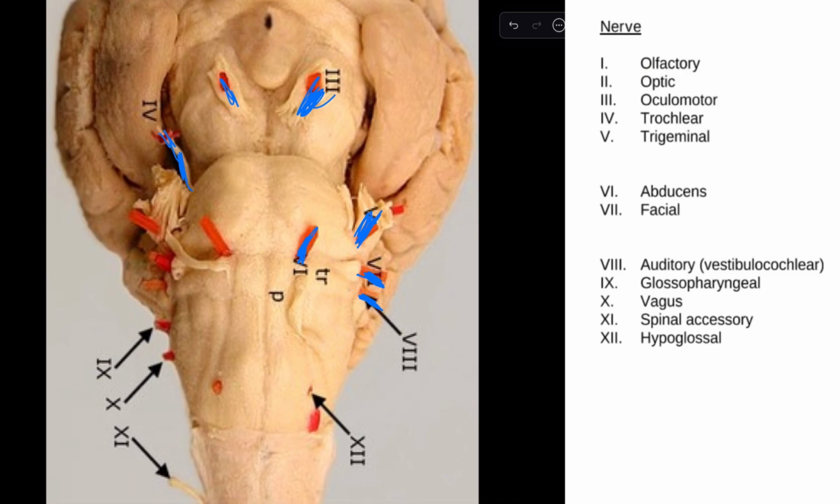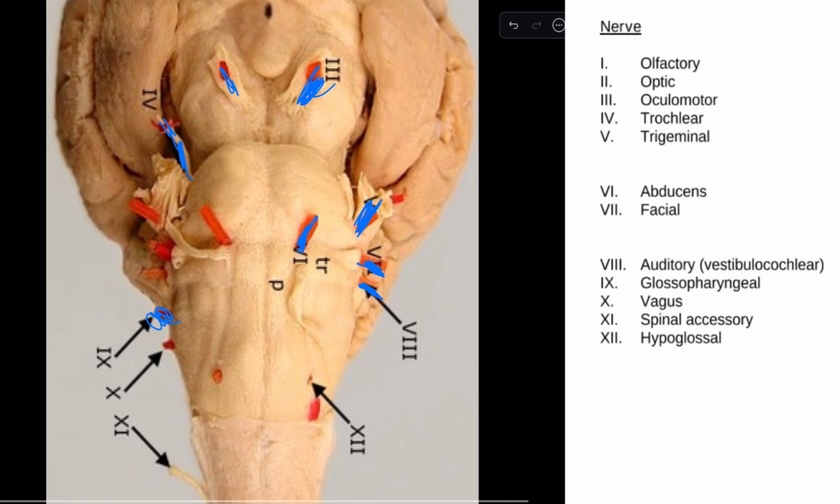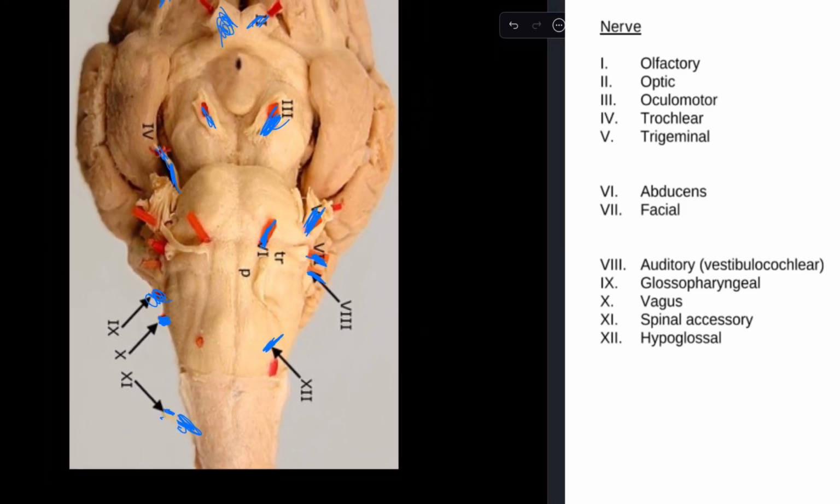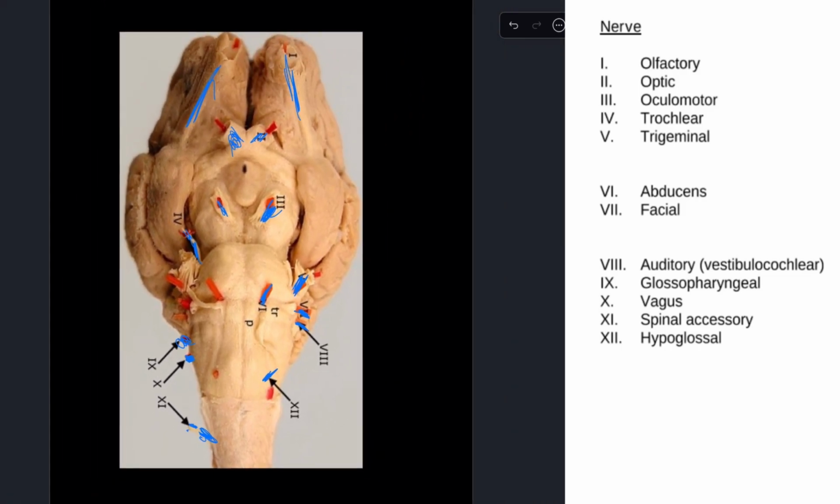Okay, this right here is known as the glossopharyngeal nerve. Underneath that is the vagus nerve. And then this right here is known as the spinal accessory nerve. And then finally, this right here is the hypoglossal nerve. And that should be it.